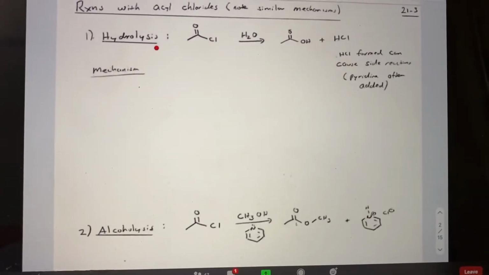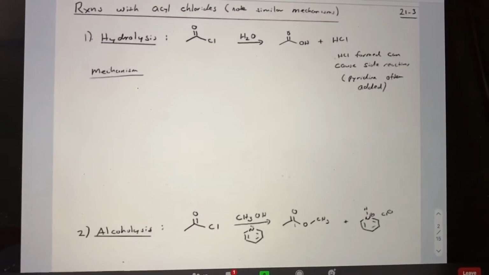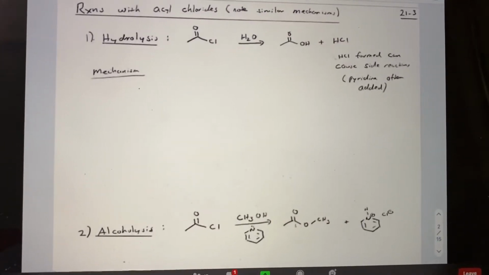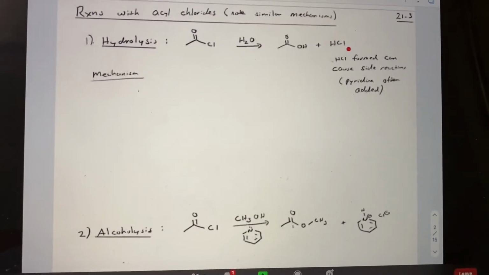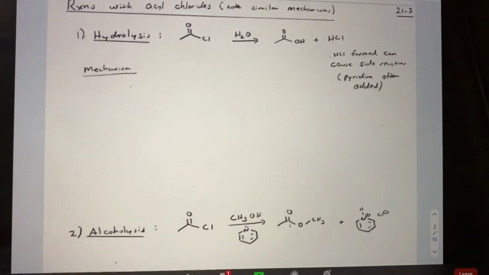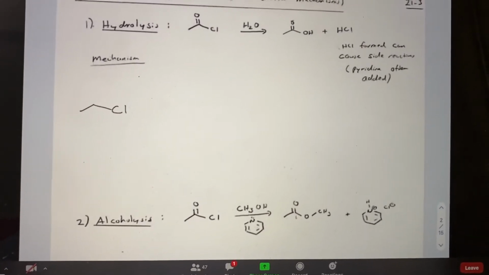So we're going to react our acyl chloride with water. So we have a generic acyl chloride here. We're going to react this with water, and you end up forming a carboxylic acid and HCl. This is not a useful reaction really at all, except to use it to show the mechanism. And so we've already kind of seen something like this.